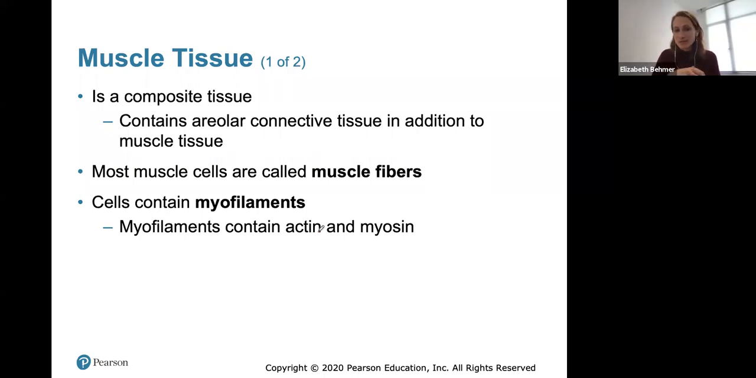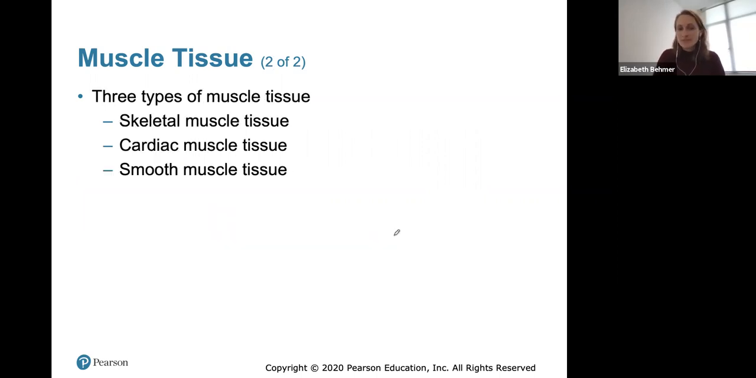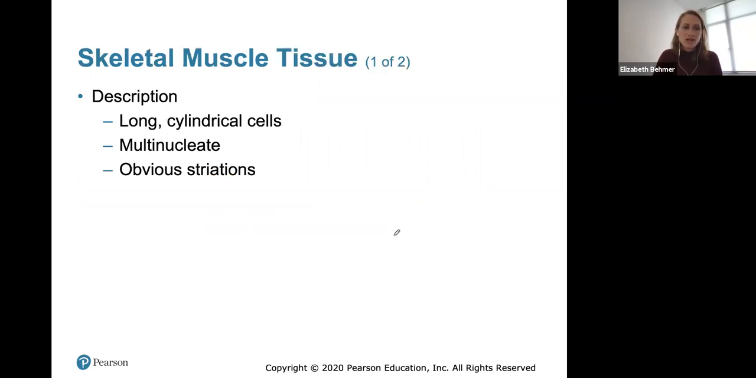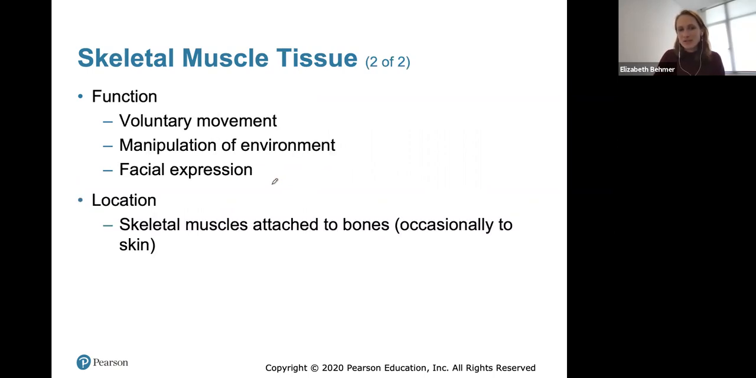Muscle tissue has muscle cells called muscle fibers, which contain myofilaments, which will be actin and myosin to help with contraction. There's 3 types of muscle tissue: skeletal, cardiac, and smooth. Skeletal has this description: many nuclei, long, cylindrical, obvious striations. We control skeletal muscle, so it's called voluntary. Facial expression, manipulation of movement. It's located in all your skeletal muscles attached to bones or skin.